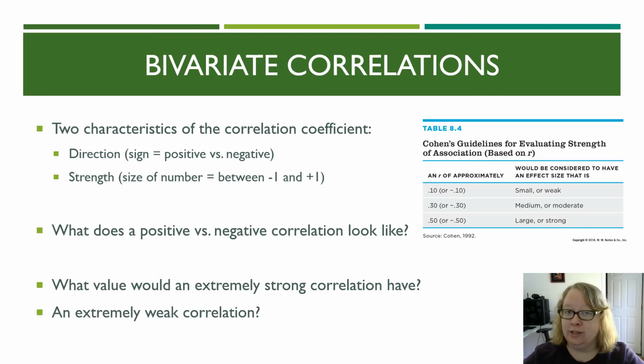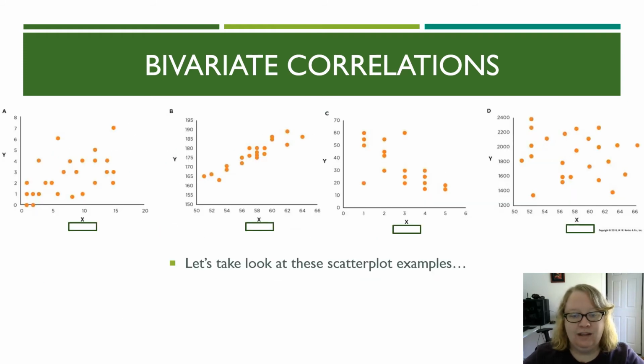What about an extremely weak correlation? What would a weak correlation be? Now, no correlation at all would be an R of 0. But you can see here in Cohen's guidelines, an R of about 0.1 or -0.1, that would be a weak correlation. So the closer to 0 the number is, the weaker the correlation is. All right, now let's take a look at these scatter plot examples. We have actually looked at these before. We looked at these when we were talking about reliability before break, but let's talk about them now in terms of correlations again.